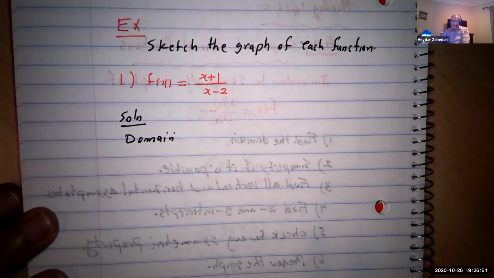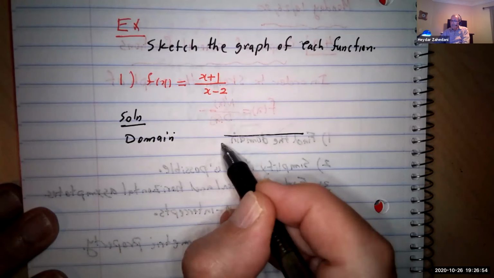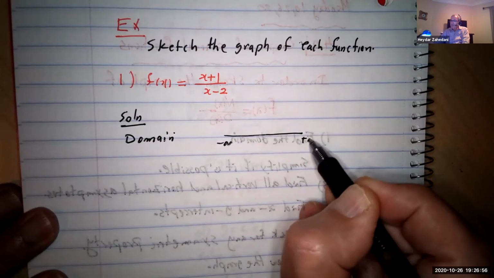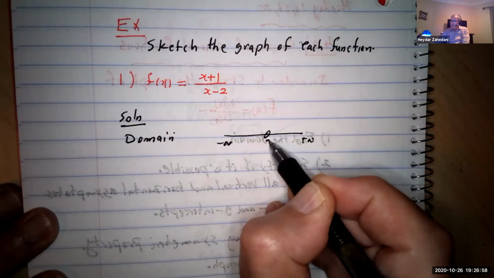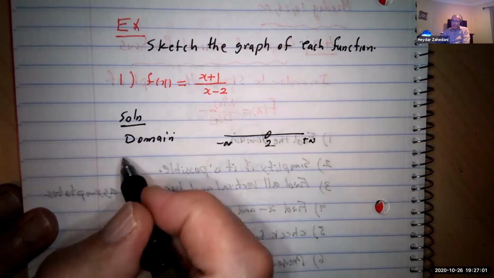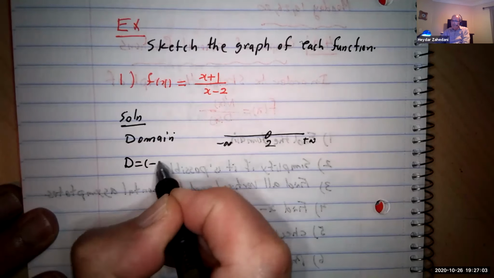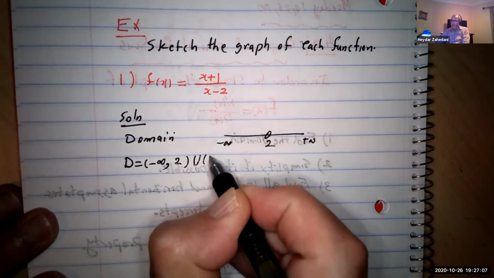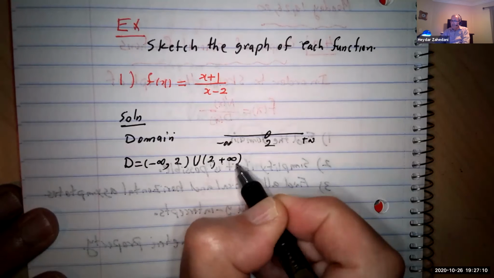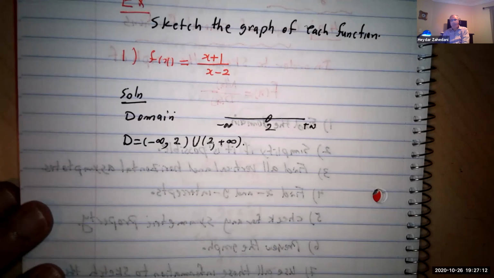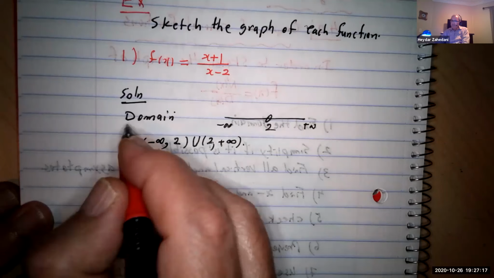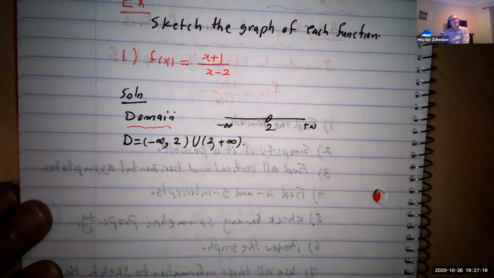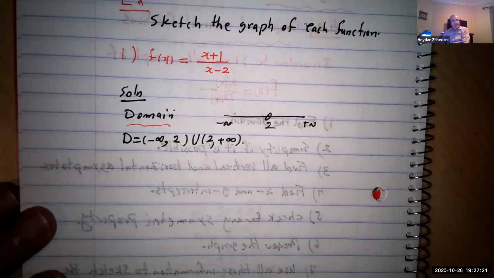You know that you have to exclude the negative 2 from the number line. So your domain would be negative infinity up to 2, union with 2 and positive infinity. That's the domain, step 1. Okay, so that was the domain. Any question? It's like the asymptote first steps.